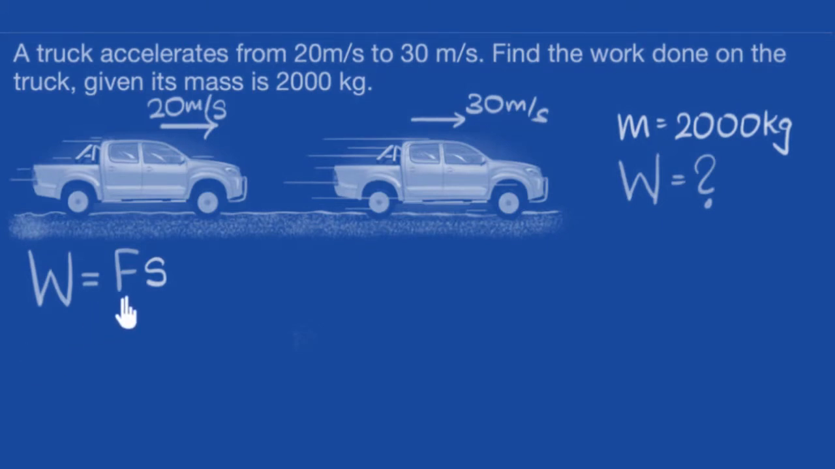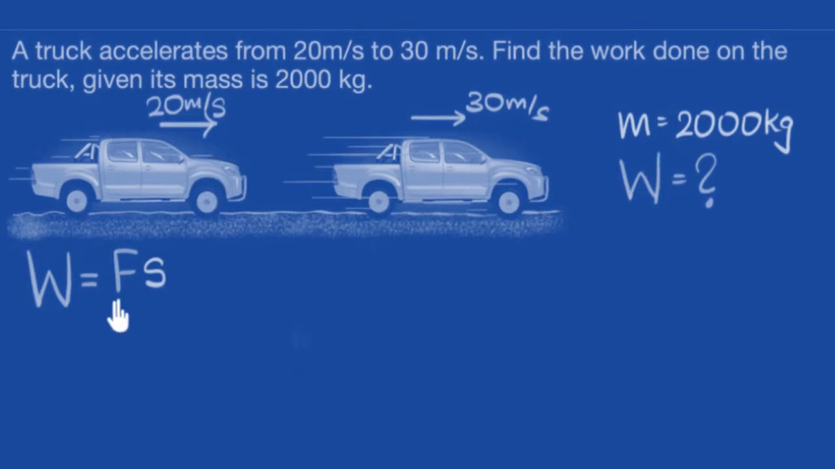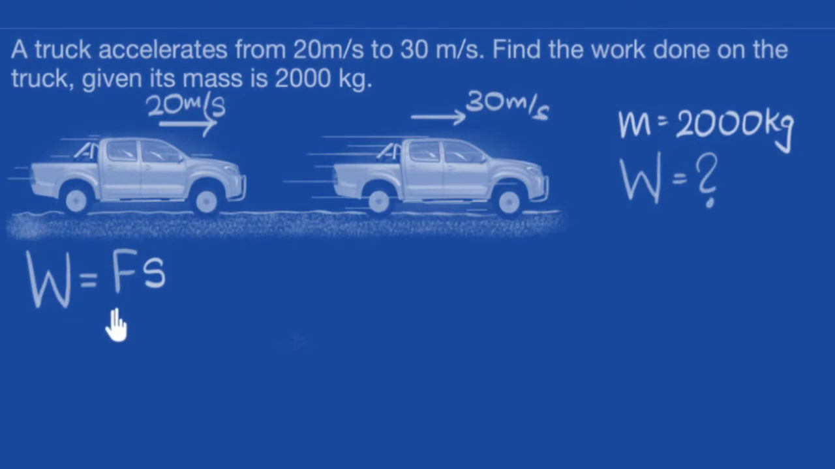Now, do I know what the force is? No, that's not given in this problem. Do I know what the displacement is? That is also not given. We are only given the initial and the final velocity and the mass. What do we do? We can use this data to calculate the force and displacement, then substitute and calculate, right? But guess what? We have already done this.